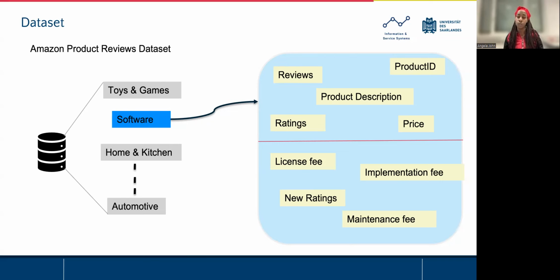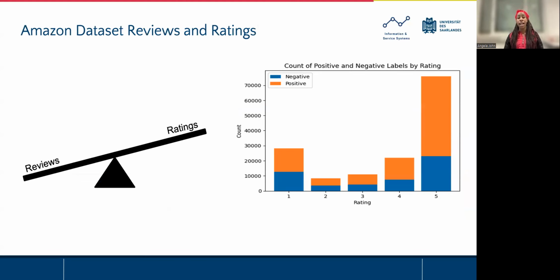So we wanted to also incorporate the prices, like the licensing fee, the implementation fee, and the maintenance fee. So we simulated all these from the price that we were given. And the new ratings, we simulated them from the reviews that we were given in the data set. I talked about a case where most times traditional models suffer from cold start because in most cases they have only the ratings, which carry just limited information.